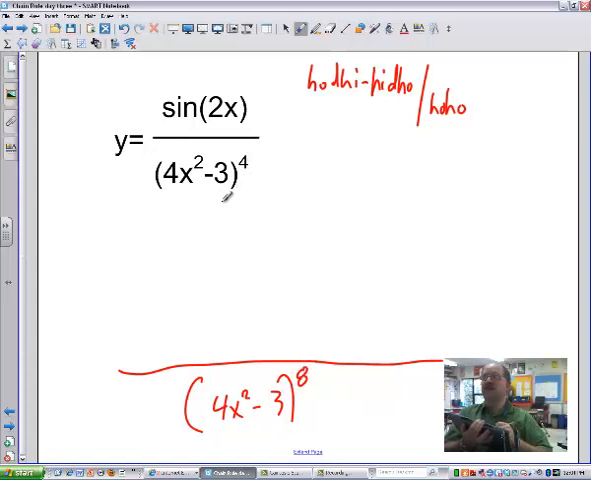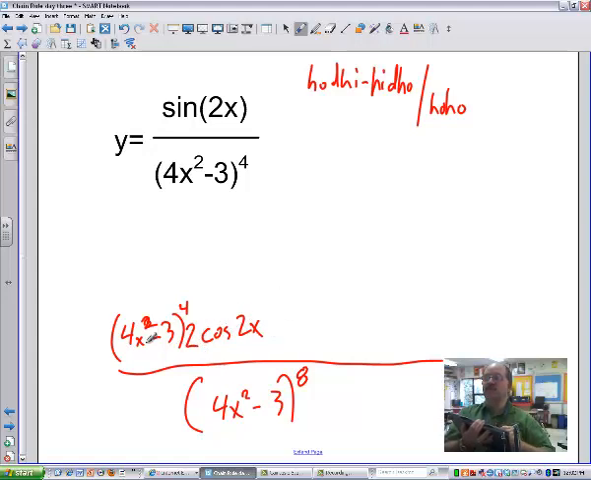So now we're going to do the ho, which is the bottom part. 4x squared minus 3 to the 4th. D high, what's the derivative of sine of 2x? Well, the derivative of sine is cosine of 2x, and then we need to multiply by the derivative of 2x because of the chain rule, which is 2. And I always put that 2, again, out in the front so it doesn't get confused.